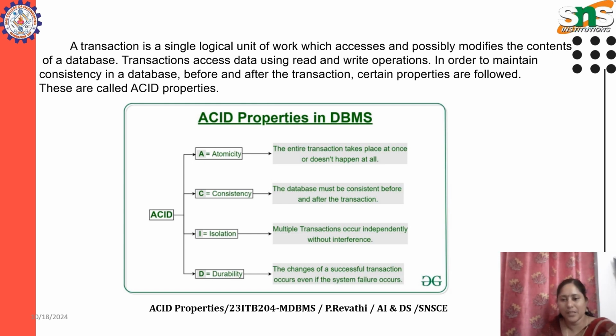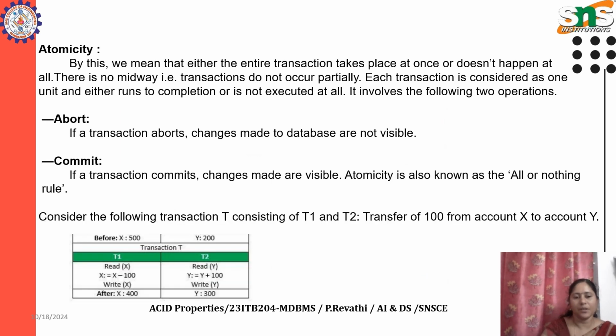ACID means atomicity, consistency, isolation and durability. Atomicity. By this, we mean that either the entire transaction takes place at once or doesn't happen at all. There is no midway, for example, transactions do not occur partially. Each transaction is considered as one unit and either runs to completion or is not executed at all.